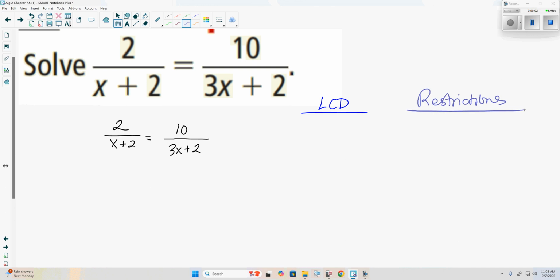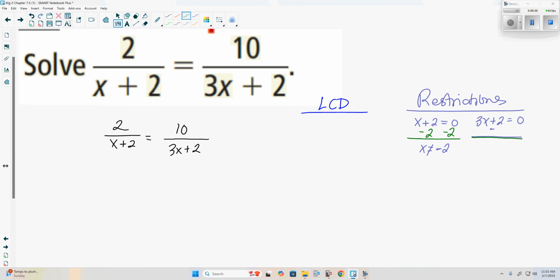So for our restrictions, it means that x plus 2 cannot be 0, and 3x plus 2 cannot be 0. For x plus 2, we can solve it by subtracting 2, telling us that if x is -2, we'd have a division of 0. It would not work.